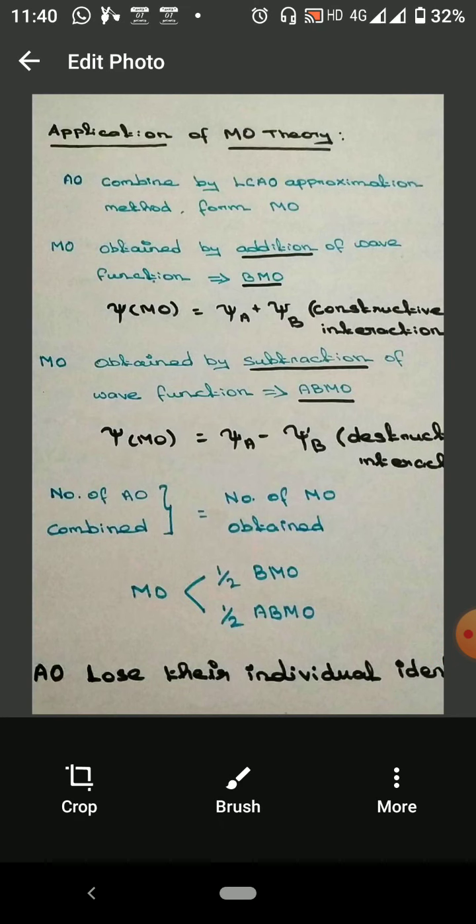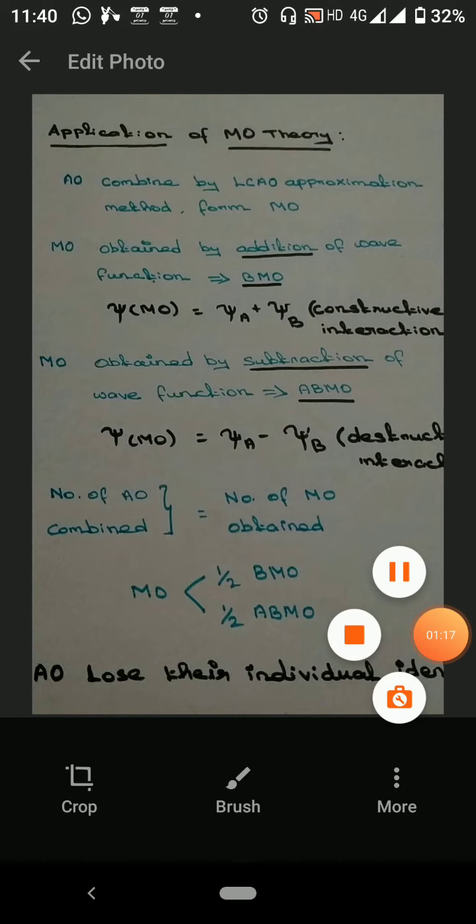The number of atomic orbitals combined always forms an equivalent number of molecular orbitals. Among the formed molecular orbitals, half are called bonding molecular orbitals, and the other half are called anti-bonding molecular orbitals. Whenever atomic orbitals combine and form molecular orbitals, the atomic orbitals lose their individual identity.